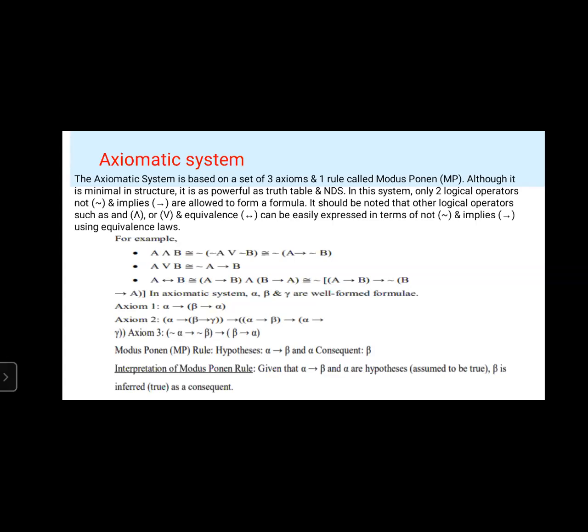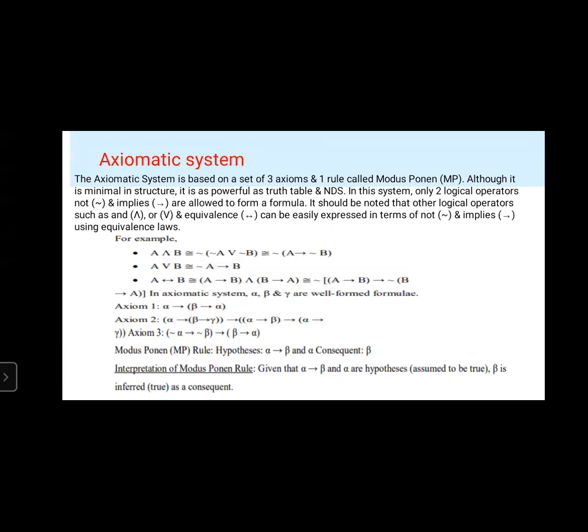For example, A and B is given to us. That is equivalent to negation of (negation A or negation B), which is equal to negation of (A implies negation B). Next, if A or B is given to us, it is equivalent to negation A implies B. Next, A equivalent to B is equivalent to A implies B and B implies A. That is equivalent to negation of ((A implies B) implies negation of (B implies A)).